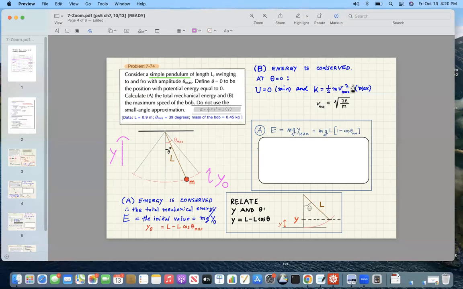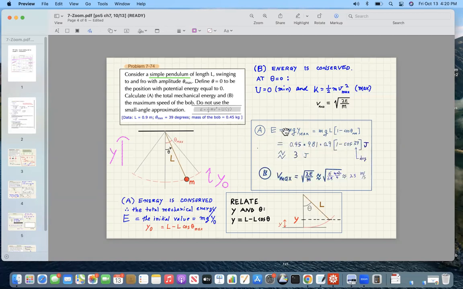So you can solve this equation for V max. You just multiply by 2, divide by m, replace K by the initial value because U is 0 there. So V max is the square root of 2E over m. So part A is just to calculate the total mechanical energy. Well, that'll just be the potential energy when the bob is at its maximum angle.